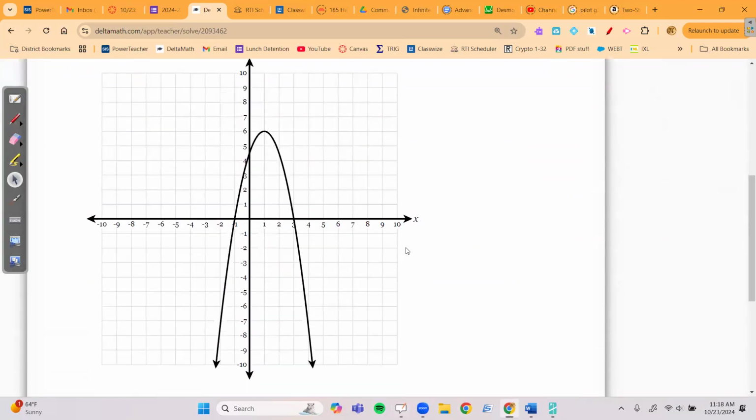How about this one? What's different about this graph than the last one? Like it's the same shapey kind of thing, but what's different this time? Ollie?